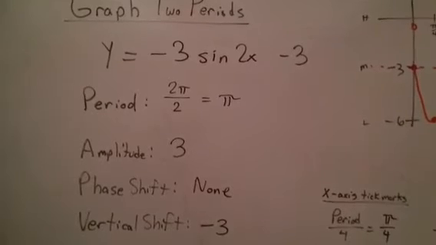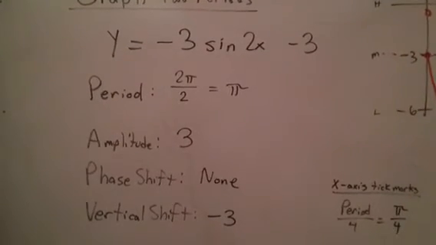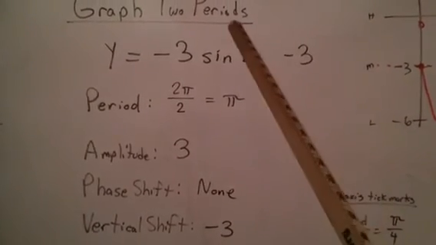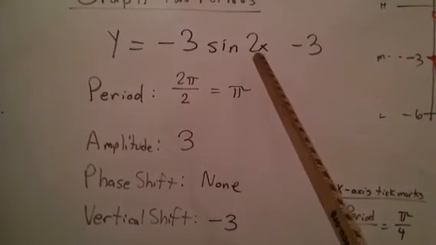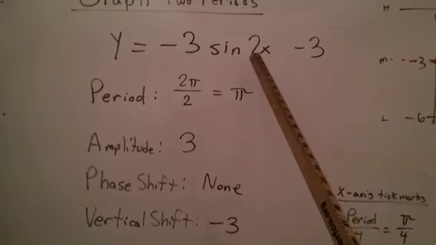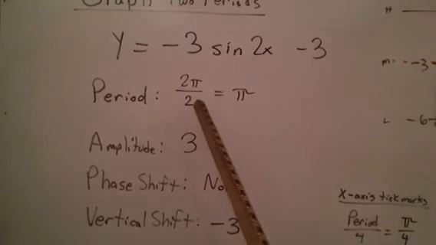On this problem, the period, amplitude, phase shift, and vertical shift are as follows. The period of sine is always 2 pi divided by whatever number is in front of my variable. In this case, since it's a 2, I'm going to divide by 2.